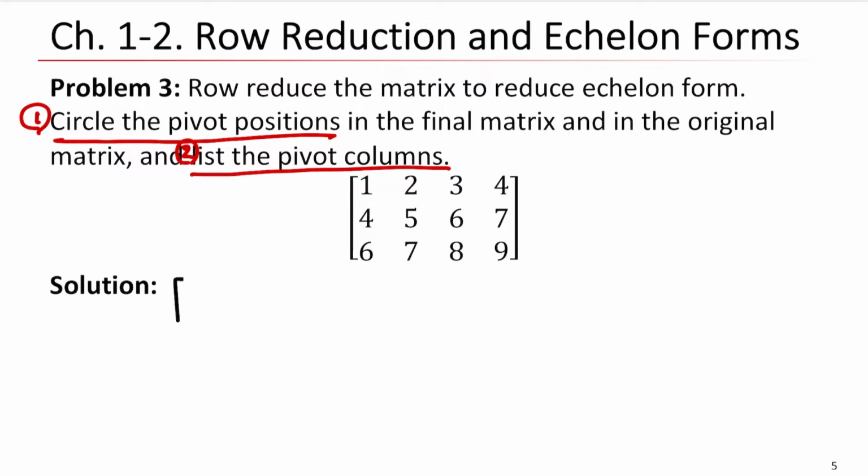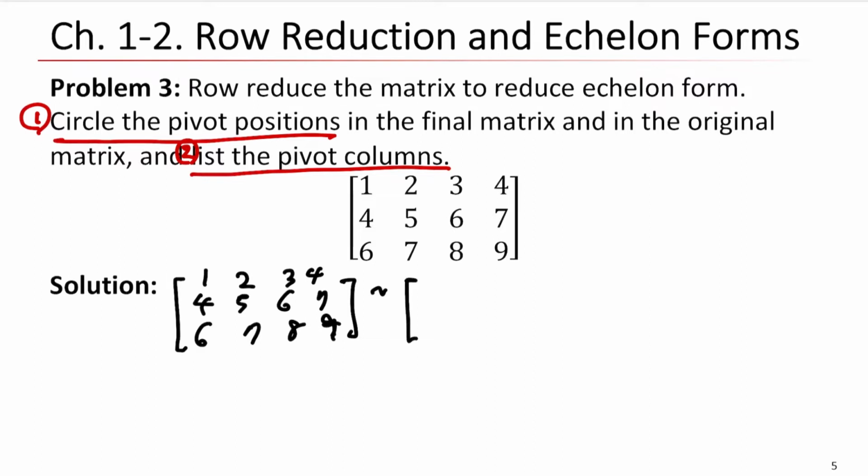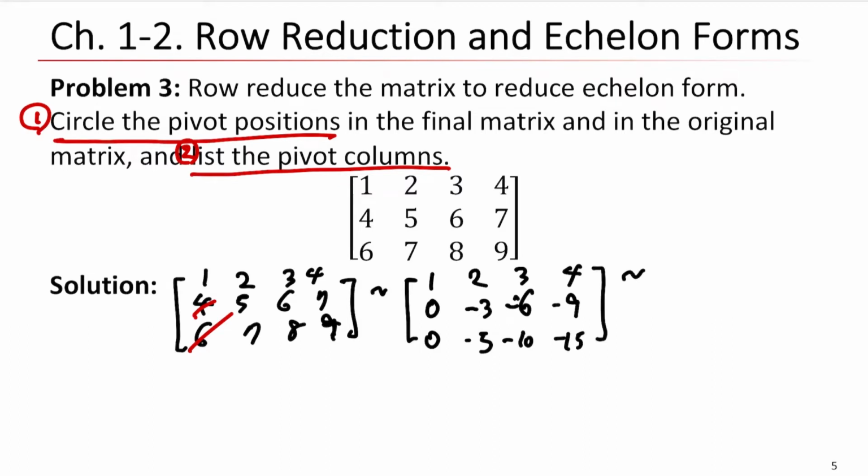So the rows are 1, 2, 3, 4; 4, 5, 6, 7; 6, 7, 8, 9. First of all, remove this one. Then 0, negative 3, negative 6, negative 9, negative 10, negative 12. Then what can we do next? Remove this part. Then 1, 2, 3, 4, 0, 0.